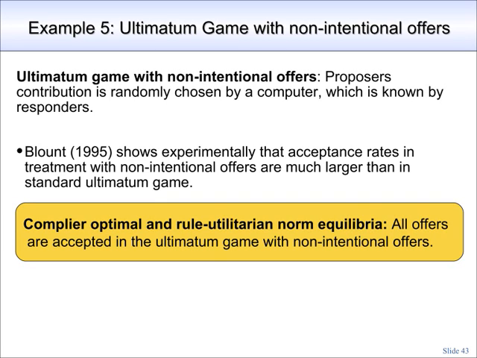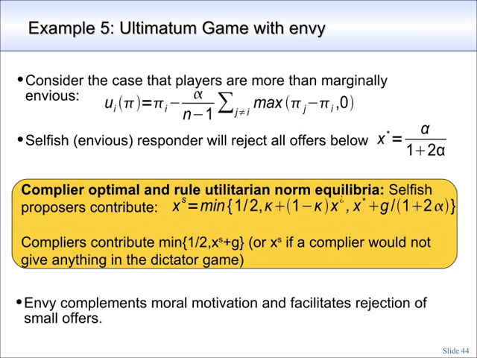The reason is simply that with non-intentional offers, a norm that prescribes rejection cannot change the behavior of a proposer. This illustrates that our model can explain the role of intentions, which is considered quite important in the literature on social preferences. Let us now look at how the predictions change if players are more than marginally envious.